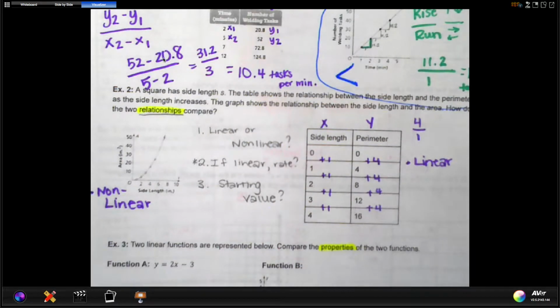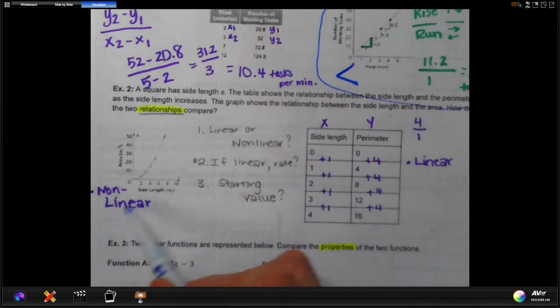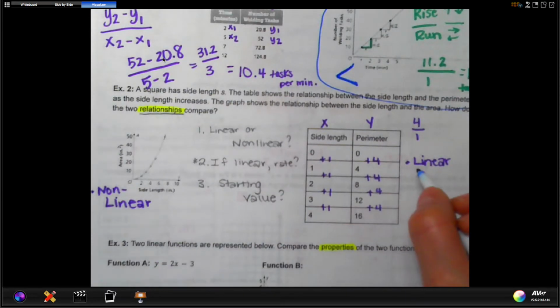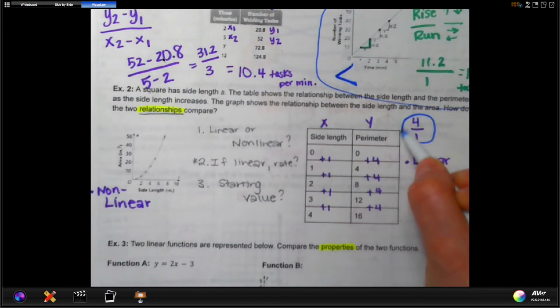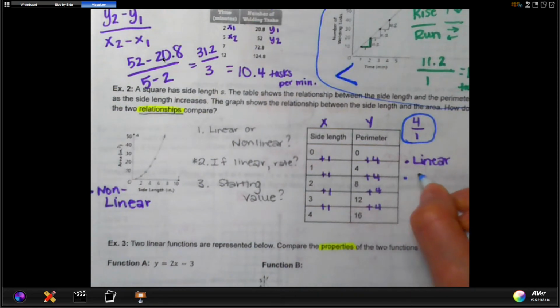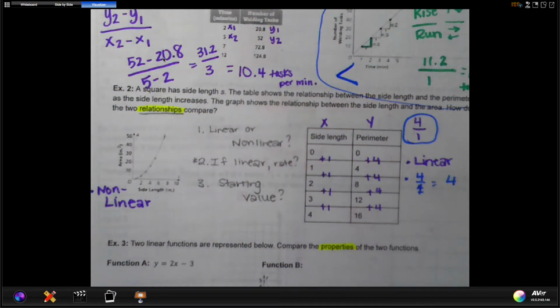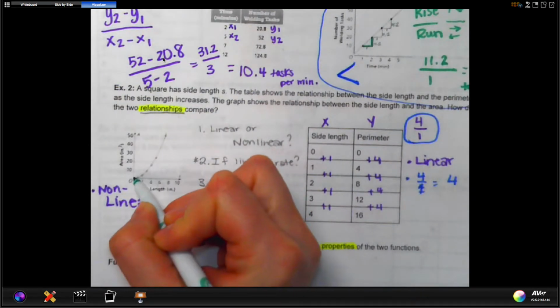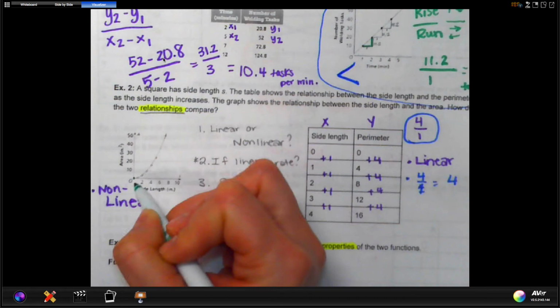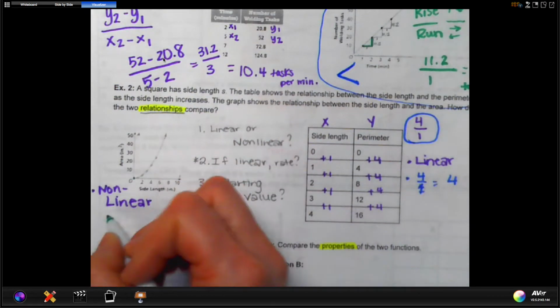Okay, so our next question, if it is linear, then we have to find the rate. So this one's nonlinear, so we can't determine the rate here, but this one is linear, and we just figured that out. I cheated ahead, I guess. And our rate here is 4 over 1, or just 4. And then the last thing we want to do is talk about the starting value. So in this case, the starting value is 0, right? If the side length is 0, the area is 0. So starting at 0.